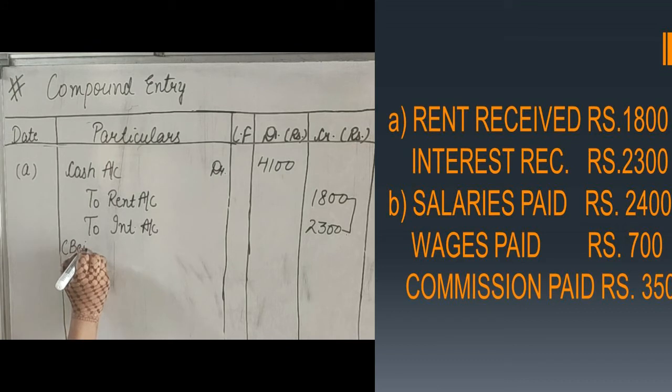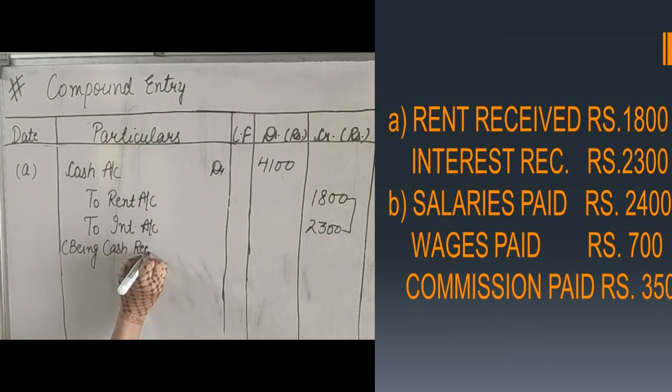Now the narration is: being cash received for rent and interest. Narration is a very important part of the journal entries, so do not skip it.